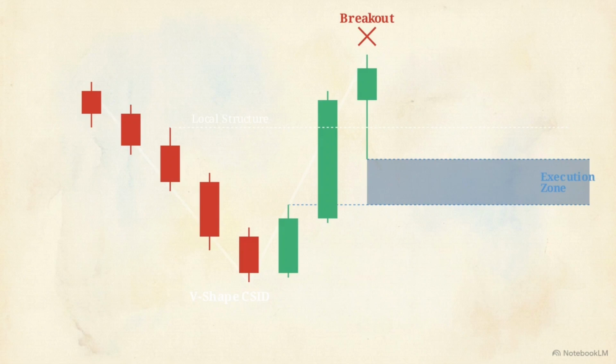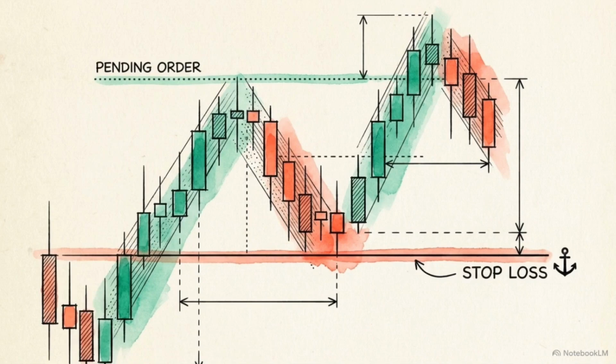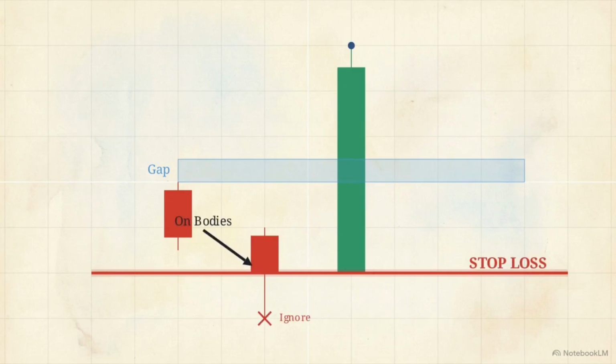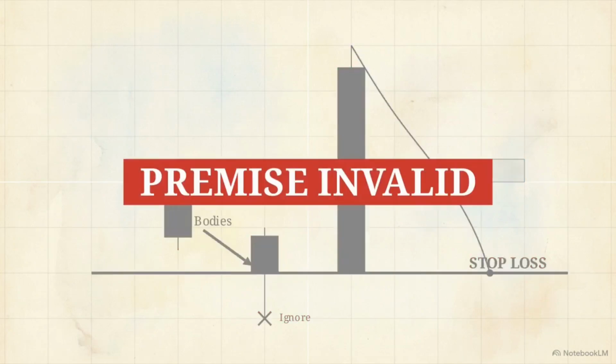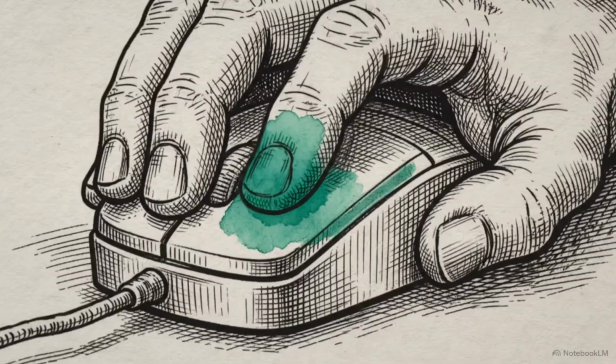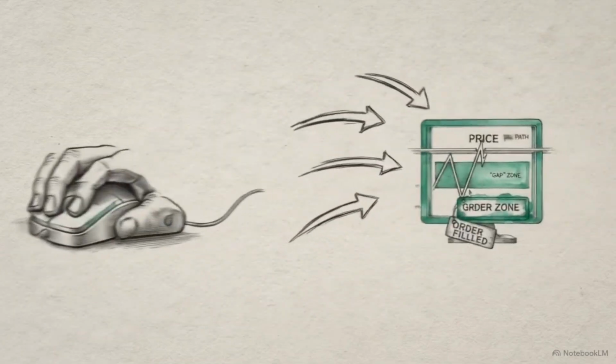We do not buy breakouts. The order is placed exclusively on the retracement back inside the gap. Protecting that entry requires strict mechanical stop-loss placement. The stop-loss is placed tightly below the body of the V-shaped structure. If price violates this exact level, the micro-premise is invalid. For targets, we aim for the unmitigated liquidity pools previously identified on the higher timeframes, naturally producing an asymmetrical risk-to-reward ratio. The micro-execution layer is simply where you pull the trigger.